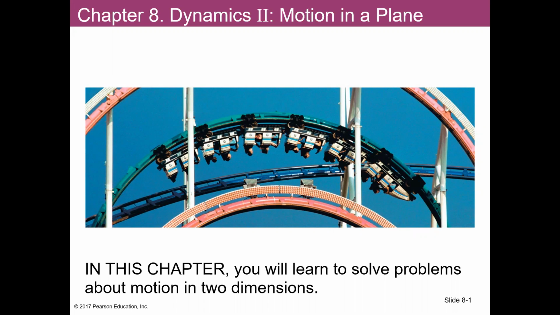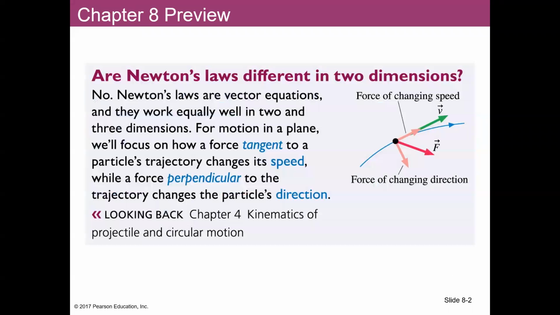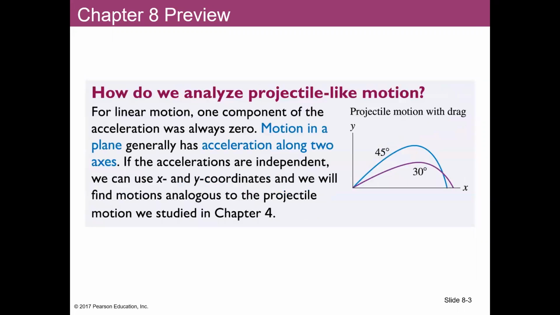Of course, this loop-the-loop in a roller coaster is a common example, and vertical circular motion certainly is something in this chapter. As usual, there are these chapter preview slides, which you can read in the book. I mean, are Newton's laws different in two dimensions? And the answer is really no. It's just how you approach the vector problem with a firm foundation in vectors and Newton's second law. That's really how we're extending this example.